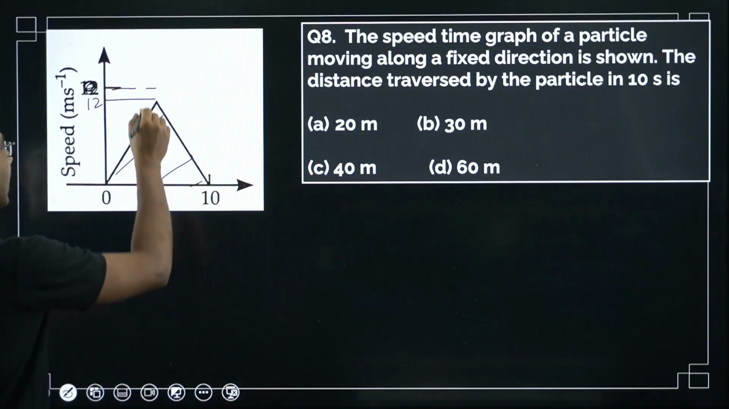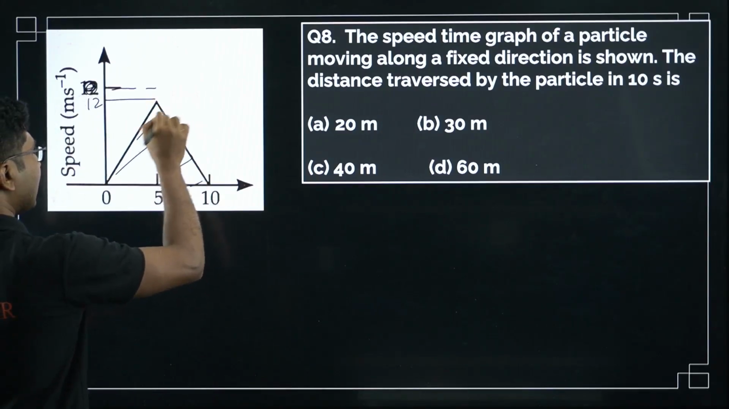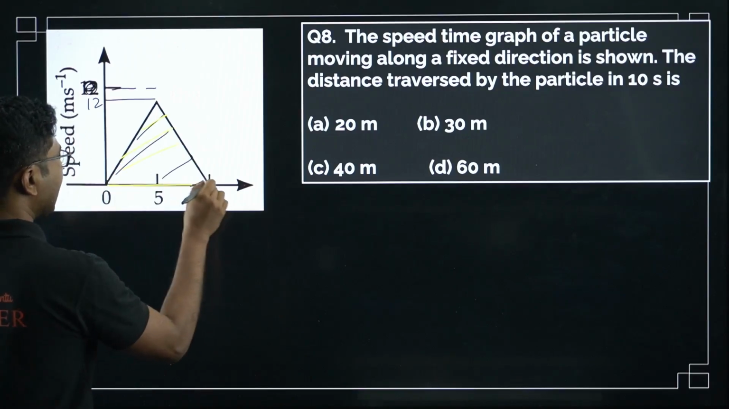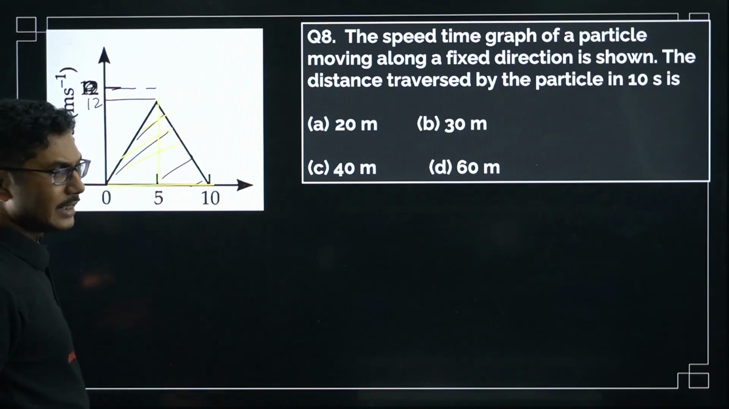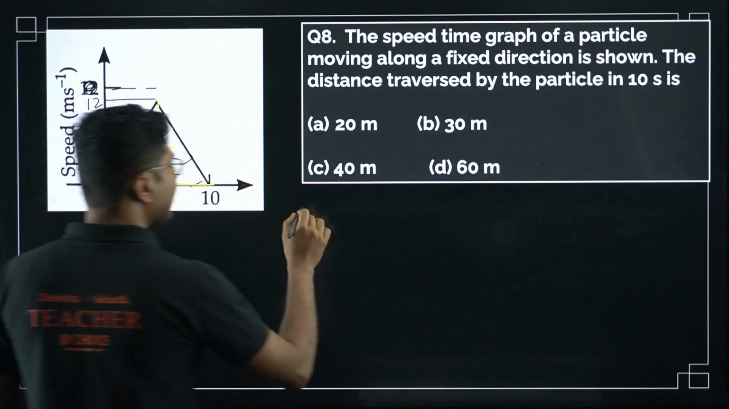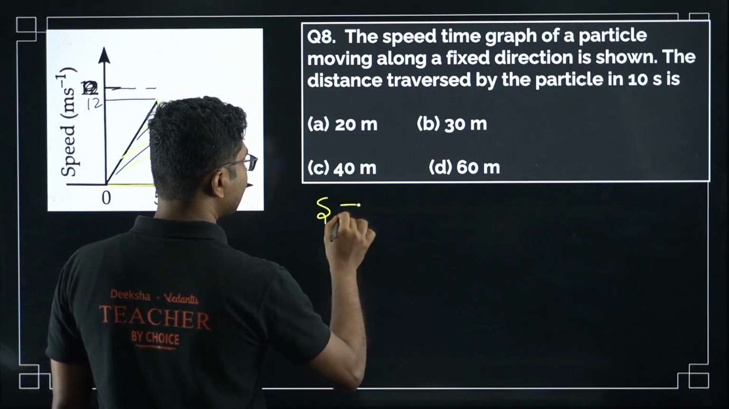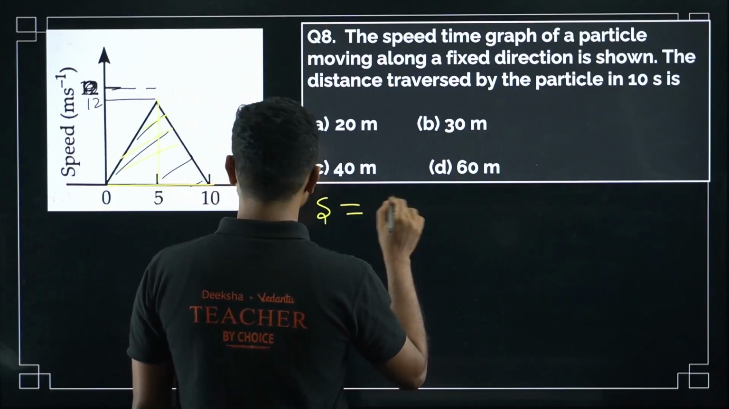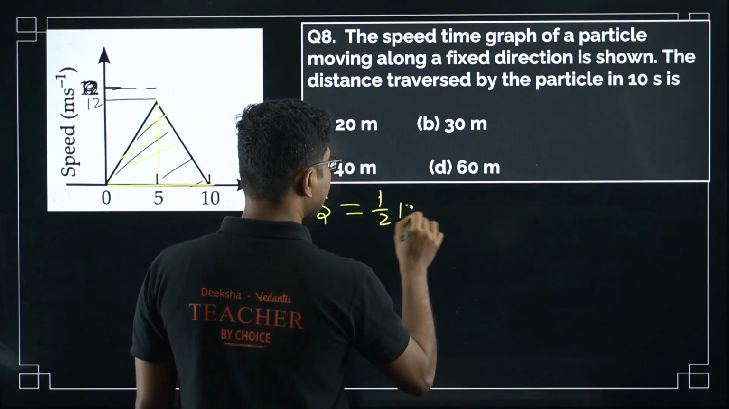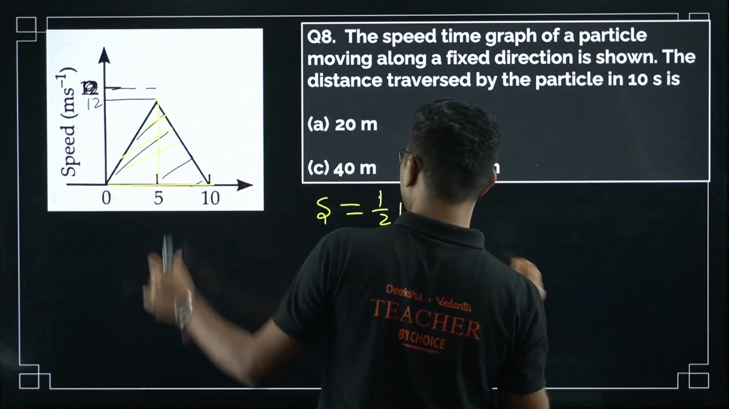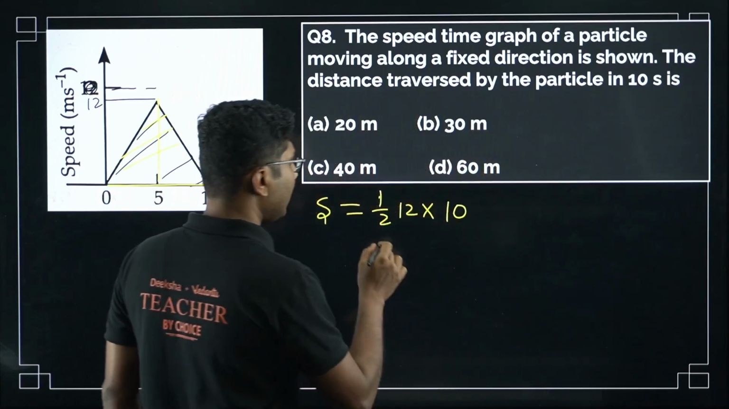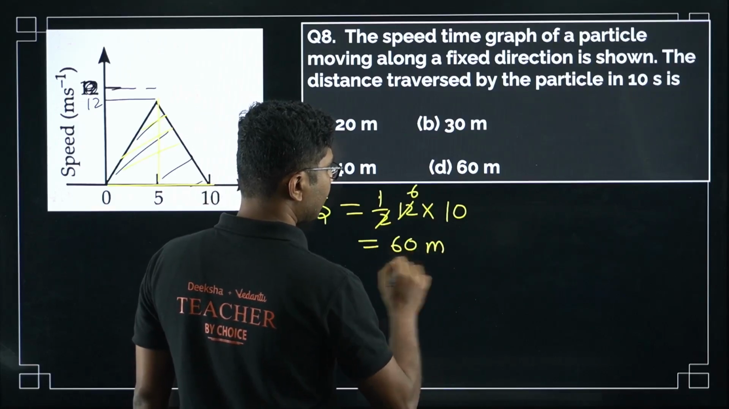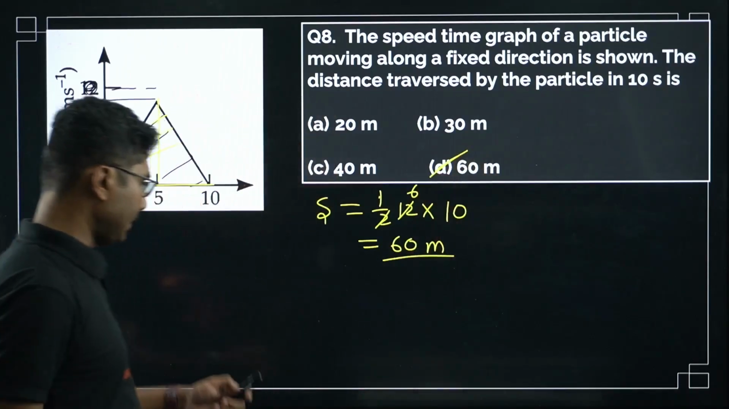Anyway, what is the area of this triangle? Area of any triangle is basically base into height divided by 2. Here the area is the displacement or distance traversed. So half into height, which is 12, into base, which is 10. So it will be 60 meters. So the correct answer is 60 meters.